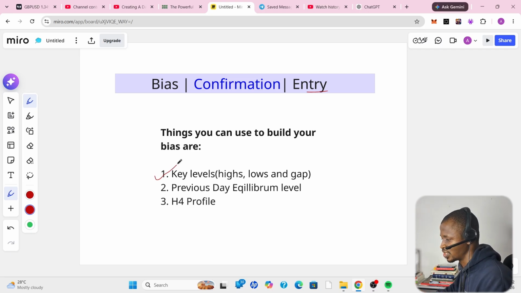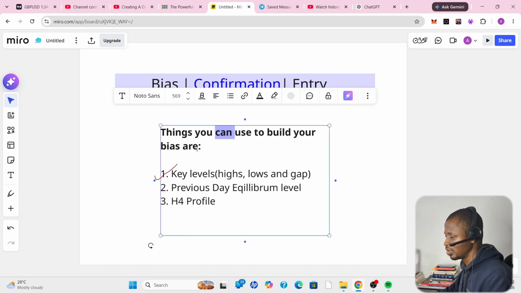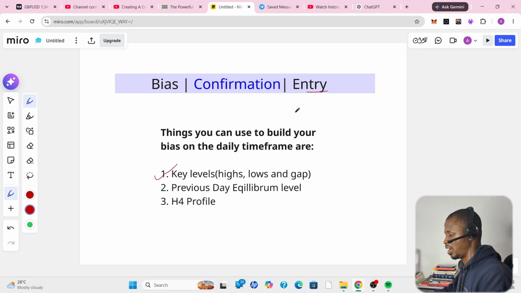Number one, we want to use key level. This could be highs, lows, and gaps in the market, especially on the daily time frame. Remember, we are talking about using this concept on the daily time frame. You understand? Let me even put it for context: bias on the daily time frame. This concept, yes. So these are the things that we're going to be focusing on, right?